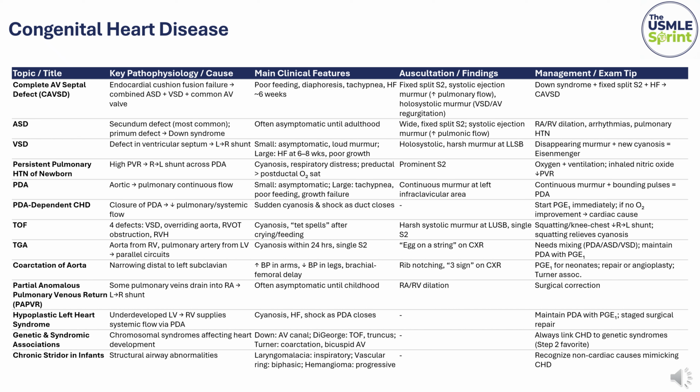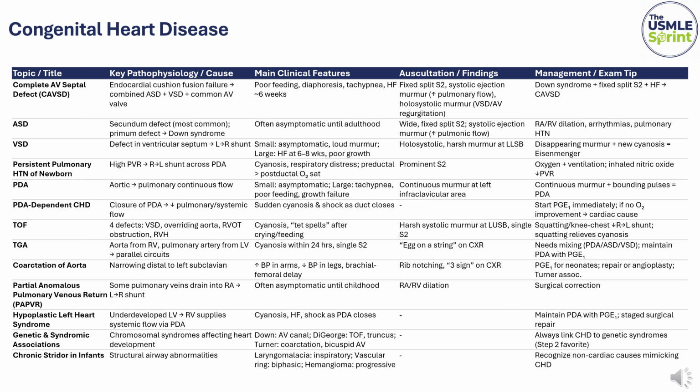In newborns, again, prostaglandin E1 keeps the duct open to maintain perfusion. Definitive treatment is balloon angioplasty or surgical repair. There's also partial anomalous pulmonary venous return, where some, but not all, pulmonary veins drain into the right atrium instead of the left. This causes a left-to-right shunt and right heart enlargement over time, but cyanosis is usually absent unless it progresses to pulmonary hypertension.